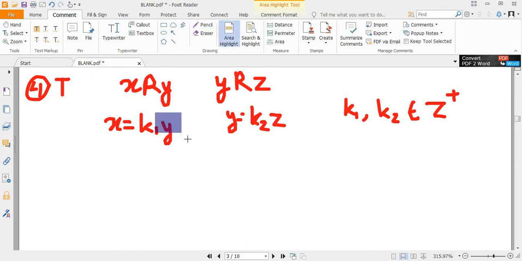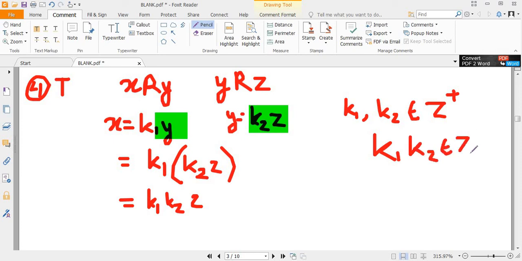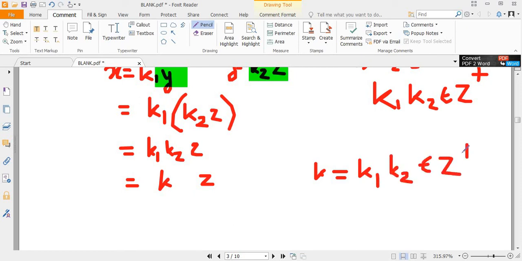Now, if I want to replace y using this expression, I can say x is equal to k1, and in place of y, I can write k2z. So I can say x is equal to k1k2z. Note that if k1 and k2 belong to the set of positive integers, automatically k1 times k2 will also belong to the set of positive integers. If you take 2 into 3, 6 is also a positive integer, right? So you can say x is equal to k times z, where k is equal to k1 into k2, which is also belonging to the set of positive integers.